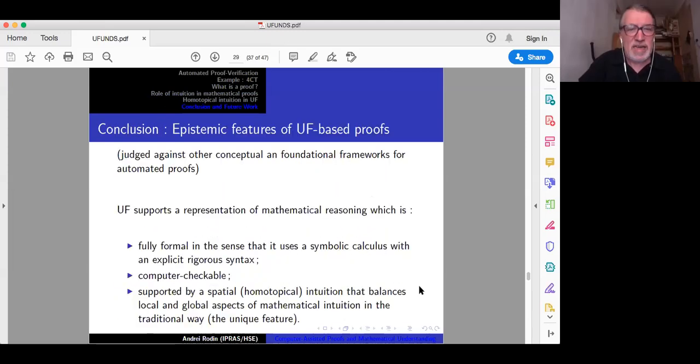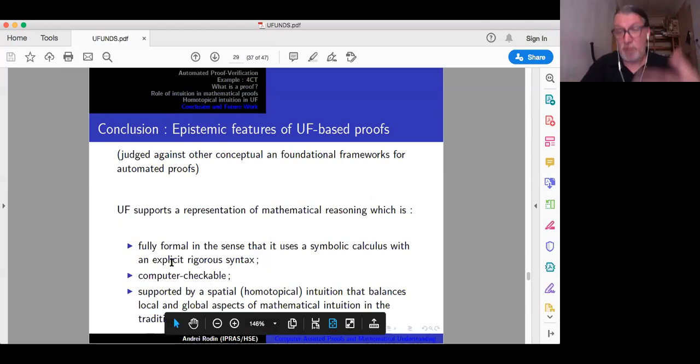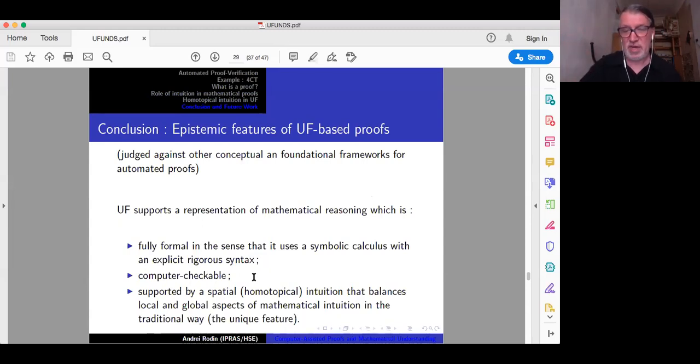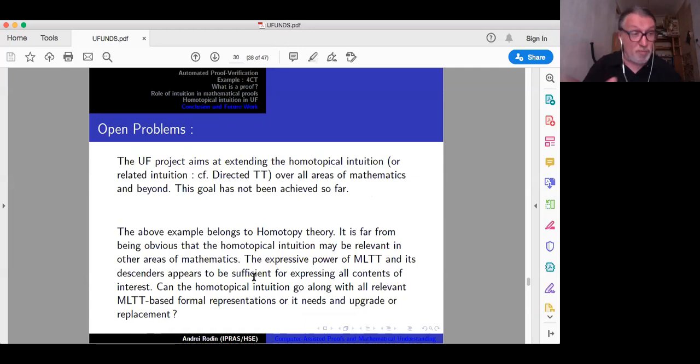So in the case of UF, we do have a mathematical theory which is fully formal, because it's in rigorous syntax. It is computer checkable and it's supported by spatial intuition, and that's a crucial intermediate level. What is open is a project for the future, and I think it would be really interesting to see where this goes, because my example, of course, is very special. It's from homotopy theory itself, so it's not surprising that this homotopical intuition really works well there.